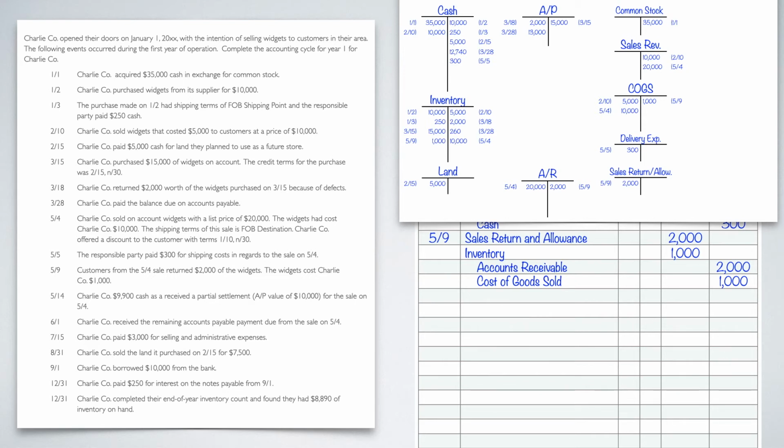So is cash being affected? Yes, cash is being affected. It's going up because they're giving it to us. So we're going to start with that. 5.14. It's going to be cash and 9,900. Now, by giving us that, they are also getting a discount. They got their 1% discount.